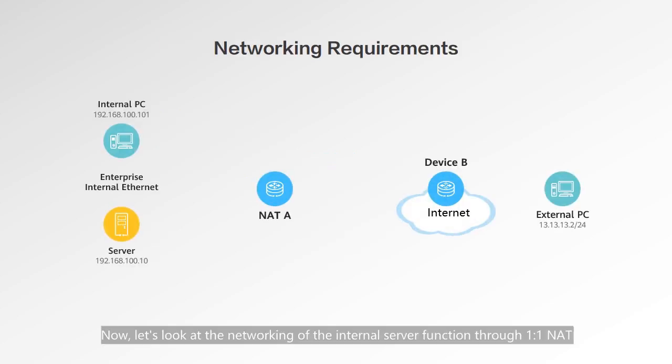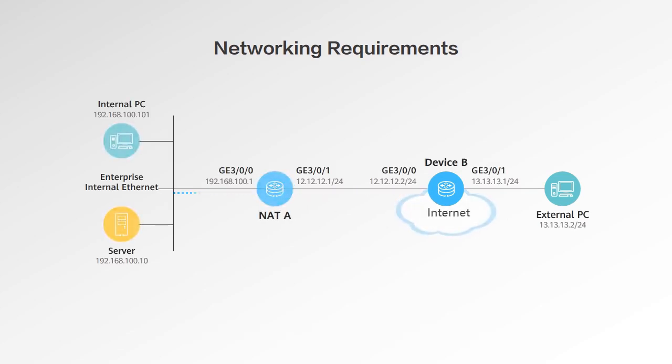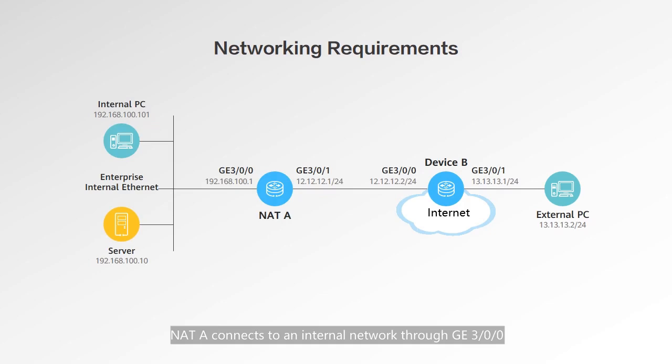Now let's look at the networking of the internal server function through one-to-one NAT. An NE40E named NAT performs NAT to allow PCs within an enterprise network to access the Internet. NAT connects to an internal network through GE300 and connects to the Internet through GE301. The internal network segment of the enterprise is 192.168.0.0 with a 16-bit mask.